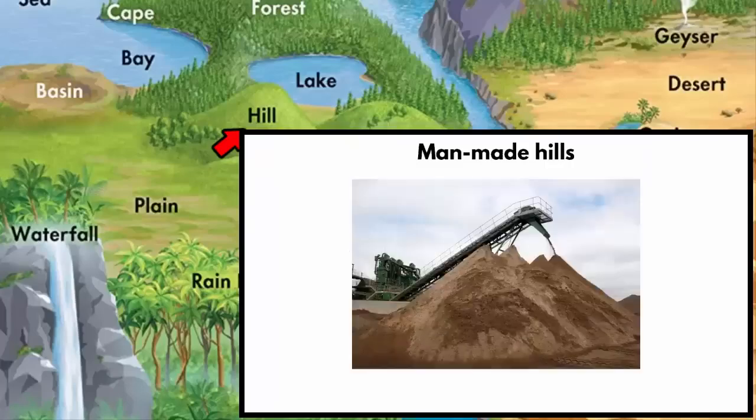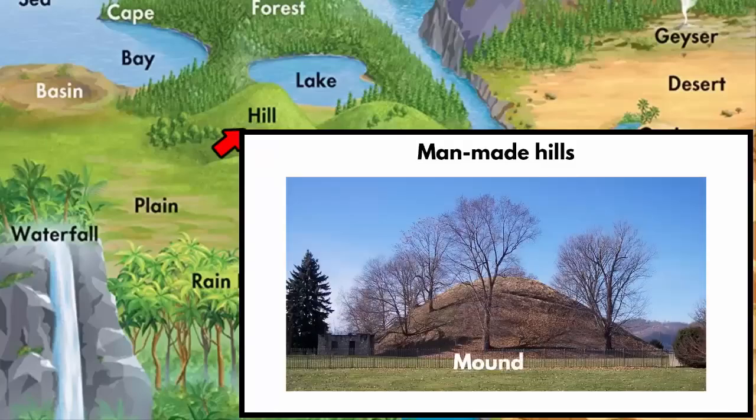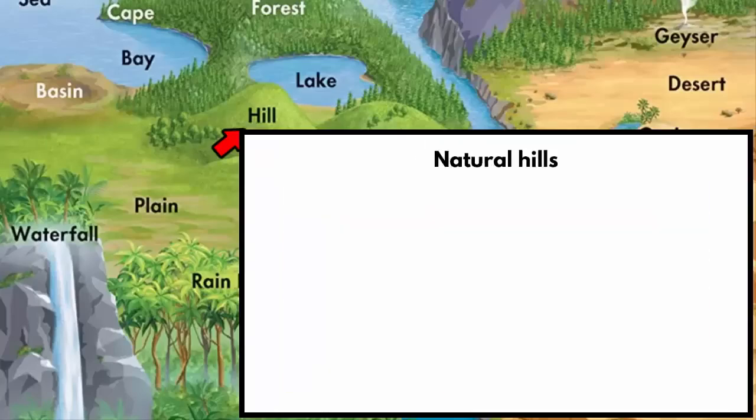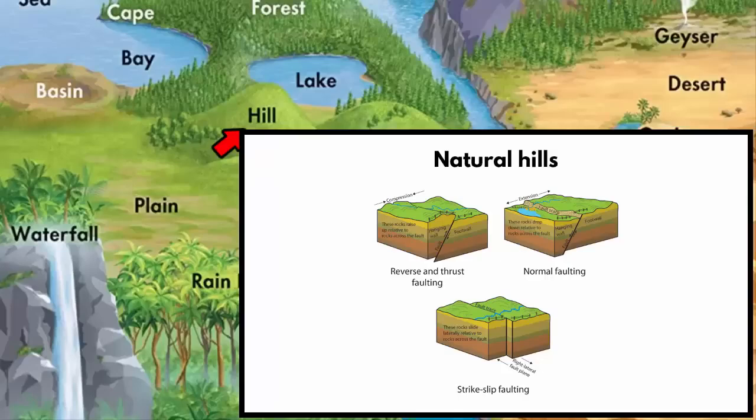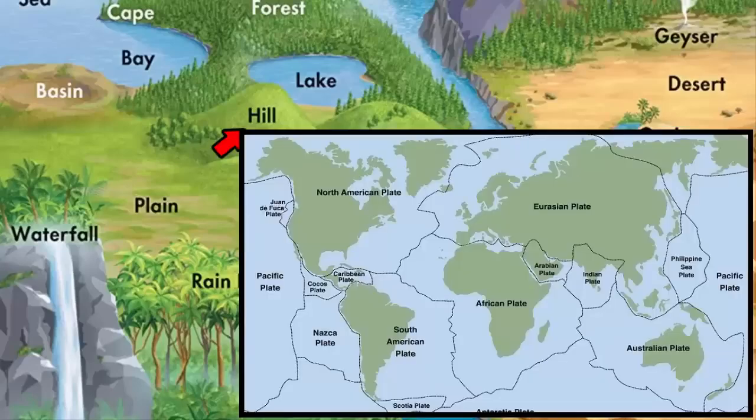Suppose if you dump piles of sand, mud or earth material at one place, eventually it will turn into a huge stack, which is also a hill. It is actually called a mound. But when we talk about natural hills, they are formed by different types of geologic activity. One is faulting. A fault lies at the major boundaries between Earth's tectonic plates.